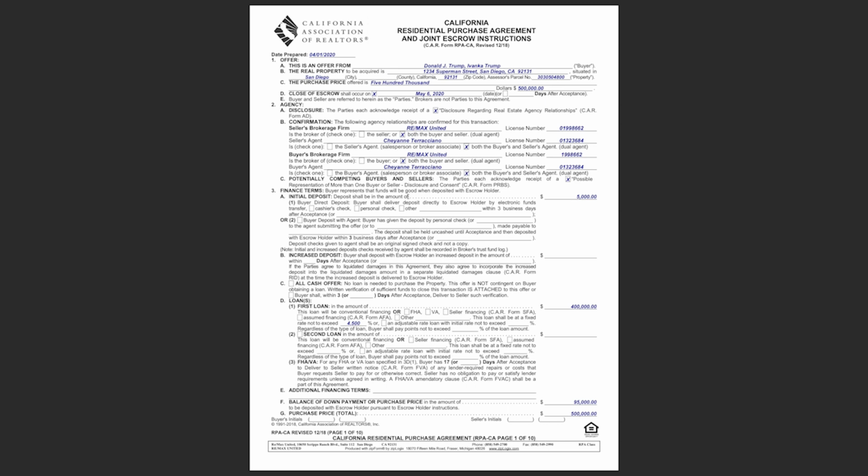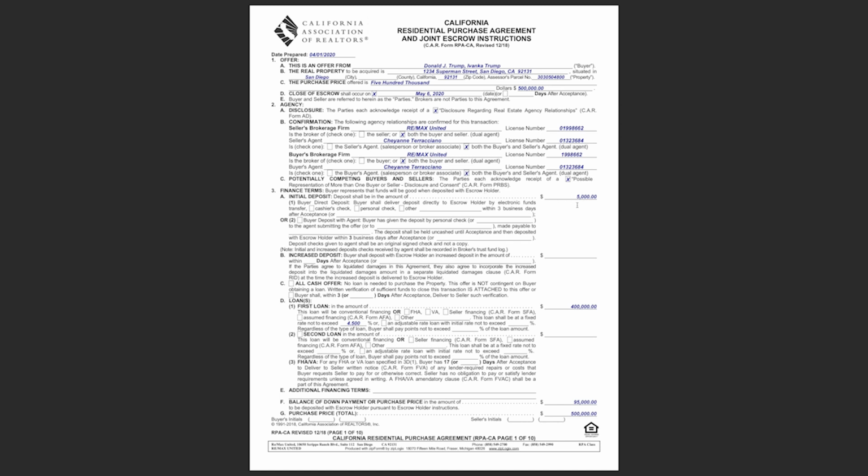Okay, next up, we're going to talk about the initial deposit. In this transaction, I put that the initial deposit was going to be $5,000. Now, the larger the deposit is, it makes it appear that your buyer is very serious, very qualified, and they have the funds available. Whatever your initial deposit is going to be held in an escrow account, and that is going to be your earnest money.